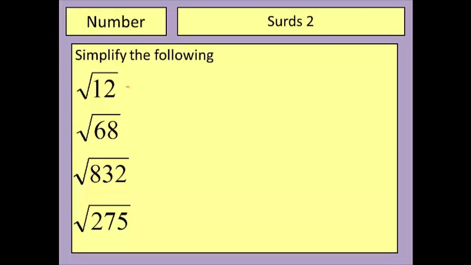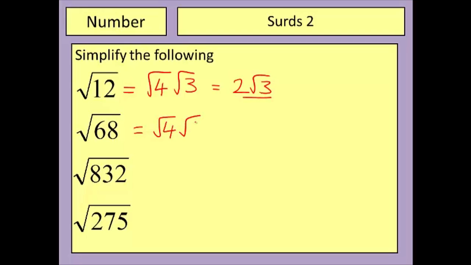Okay, in the first one then, the square root of 12, I'm going to break it up into root 4, root 3, and root 4 we know is 2, root 3 stays the same. The second one, the square root of 68, I'm going to break it up into root 4 again, root 17. Root 4 is 2, and the square root of 17 stays the same.